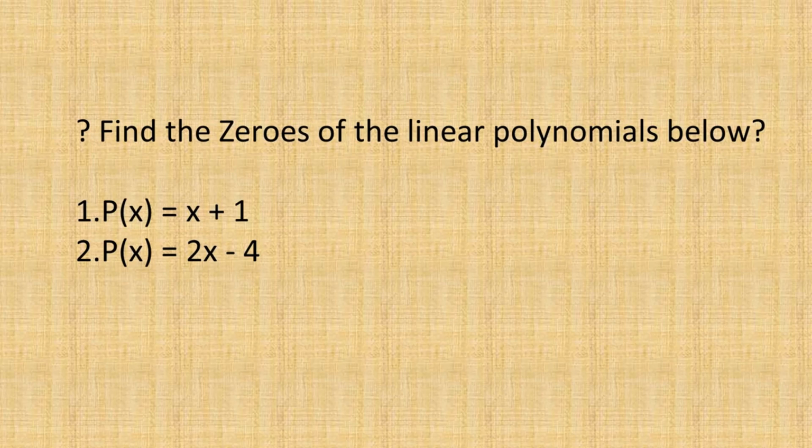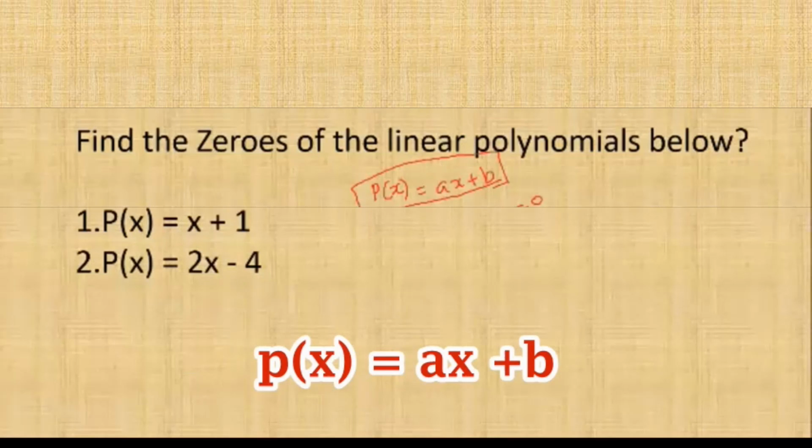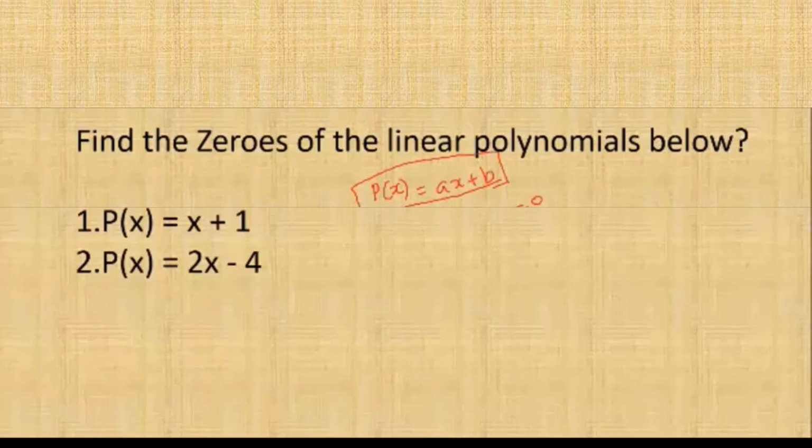For a polynomial p of x is equal to ax plus b, that means the polynomial degree is 1, and this is the general form of a linear polynomial. For a linear polynomial, the zero of p of x, we can denote the zero as k. Then p of k should be 0. So p of k is equal to 0.